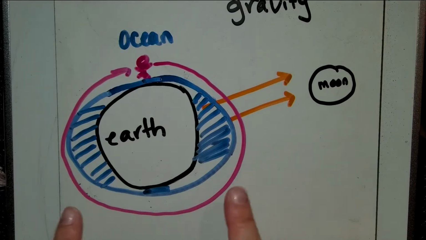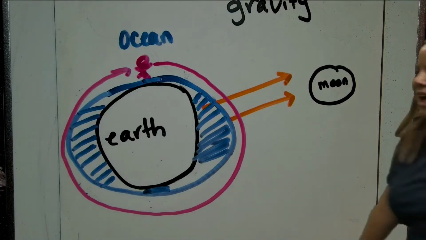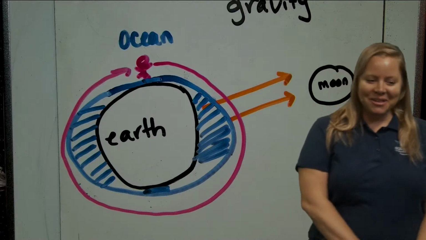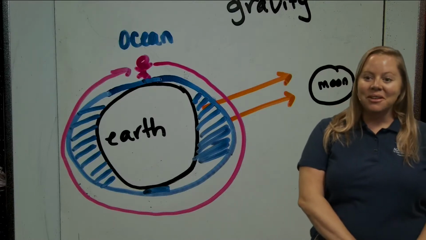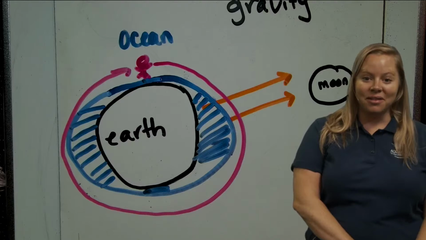Okay, so high tides and low tides are caused by the gravitational pull from the moon. So that is our basic concept of tides. Now, let's go ahead and check back in with our tide pools and look at some of the animals that are living in this habitat.